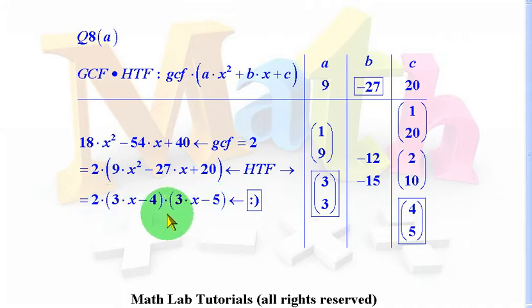That's factored form. It factors as 2 bracket, 3x minus 4, 3x minus 5. And SpongeBob certainly approves. Okay? Let's go on to the next question.